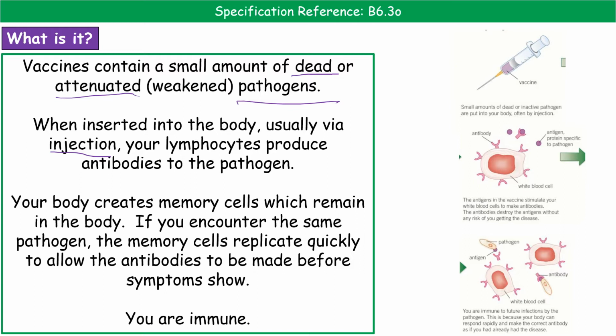And then once that's in the body, because it is made of these pathogens, your lymphocytes, the white blood cells that make antibodies, are going to produce antibodies to that particular pathogen. What we're aiming for is that once we've made those antibodies, we're also going to generate these things called memory cells, which are going to remain in your body. So that means if you then get exposed to that same pathogen in the future, then your memory cells replicate quickly, produce the antibodies quickly, and they can actually clear the infection before symptoms show. So that is what we mean by immunity.